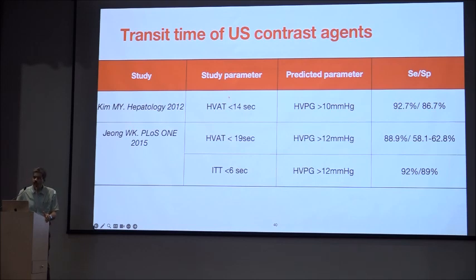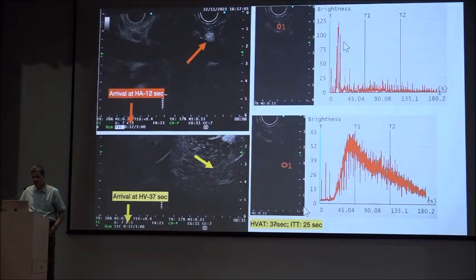In Kim, a hepatic vein arrival time of less than 14 beautifully correlated with HVPG of more than 10. Most of these were compensated cirrhosis. In compensated cirrhosis, it is mostly the intrahepatic events which influence the transit time. In Jeong, the intrahepatic transit time of less than 6 correlates with HVPG of more than 12. So this is a 5 minute job where you can estimate the hepatic venous pressure gradient by using the ultrasound contrast time. This is how we do it in the department.